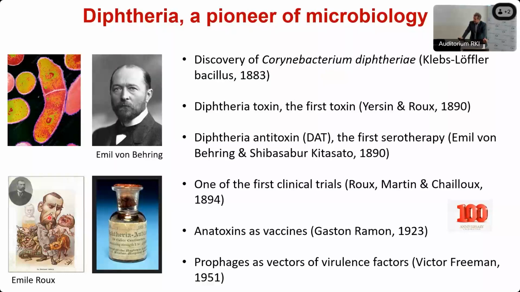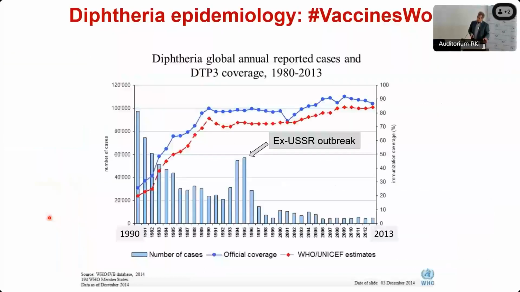And so also one of the first clinical trials ever was made on diphtheria, and also vaccines based on anatoxins, which means the diphtheria toxin, which was detoxified, were actually invented using diphtheria as a model, and very quickly after on tetanus. Prophages as vectors of virulence factors, etc. So there is a kind of famous, glorious history on diphtheria in terms of bacteriology research.